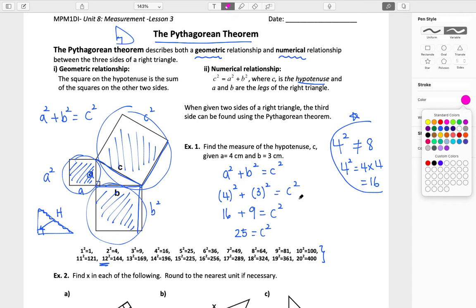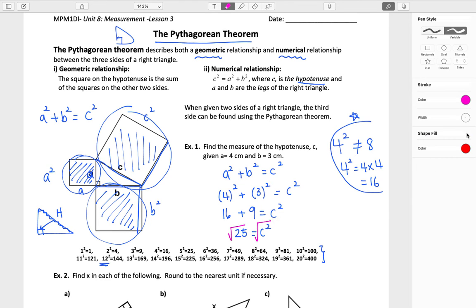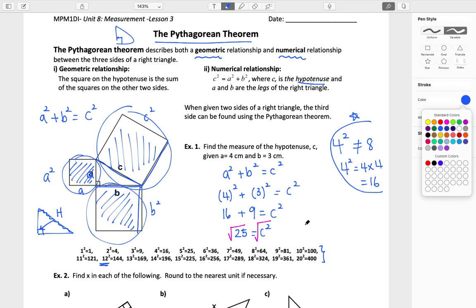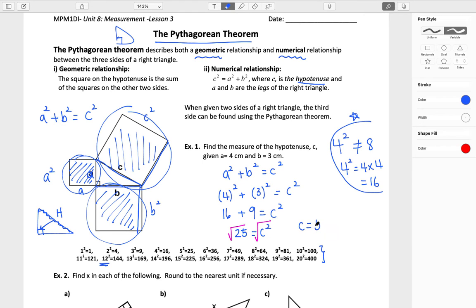Now, because we're looking for C, the opposite of squaring is square root, so we square root both sides. The square root of 25 gives C equal to 5. And the hypotenuse is 5 centimeters. Make sure you know how to use the square root button on your calculator. Try it out. When you do the square root of 25, there's a symbol on your calculator, and it should give you 5.